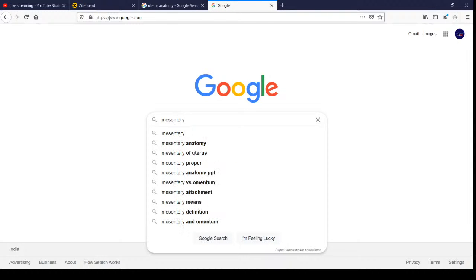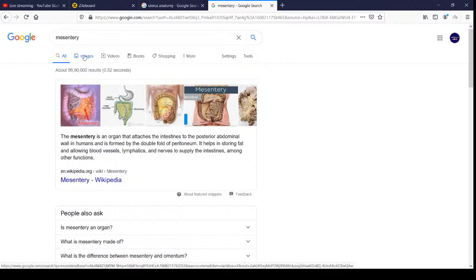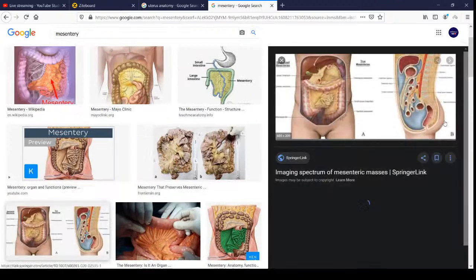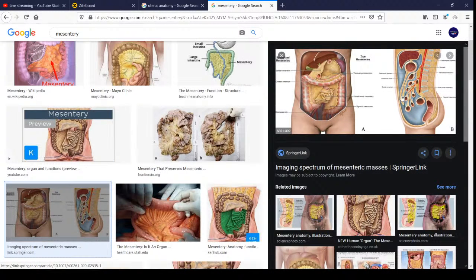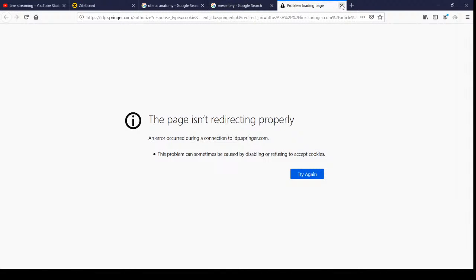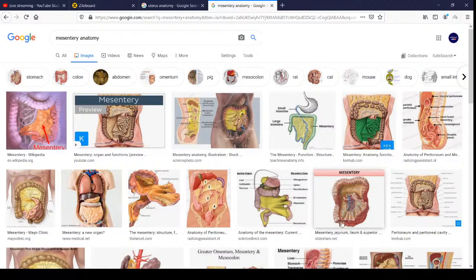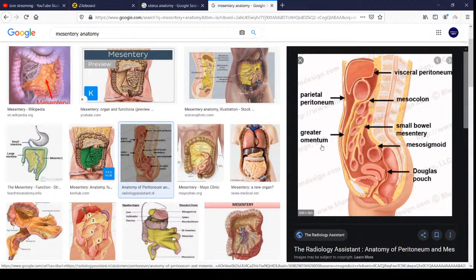Otherwise, these things will always be mesentery. Wait. If you see this image properly, if I can zoom it in, if it opens properly, the site is not opening. Other images. Then look at this one.